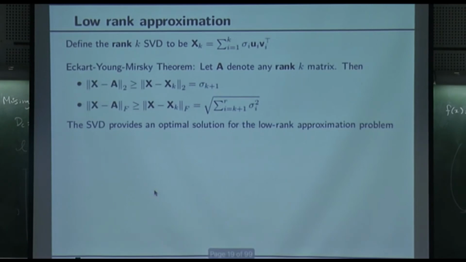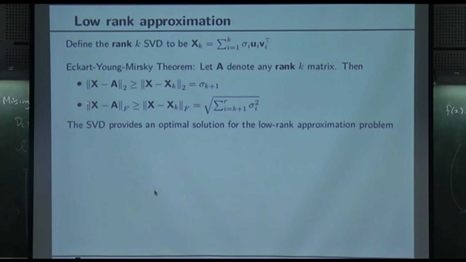One of the nice results is the Eckart-Young-Mirsky theorem, which says: let A be any rank-k matrix that you can pick. You look at the difference X minus A in the 2-norm, the operator norm or spectral norm. That is going to be greater than or equal to X minus X_k in the operator norm, and that is exactly equal to sigma_k.